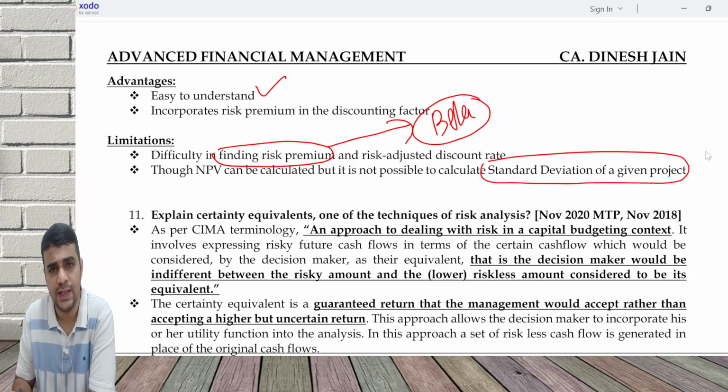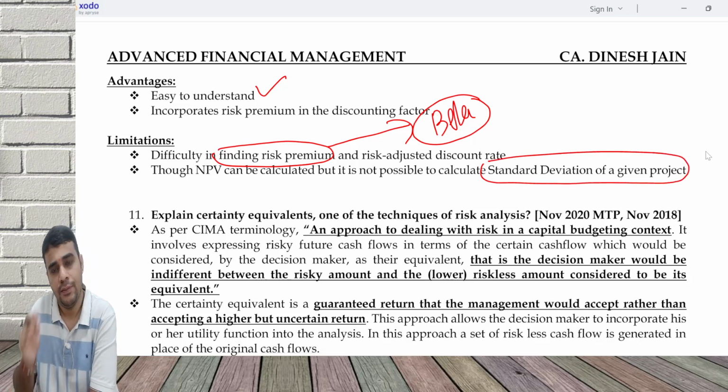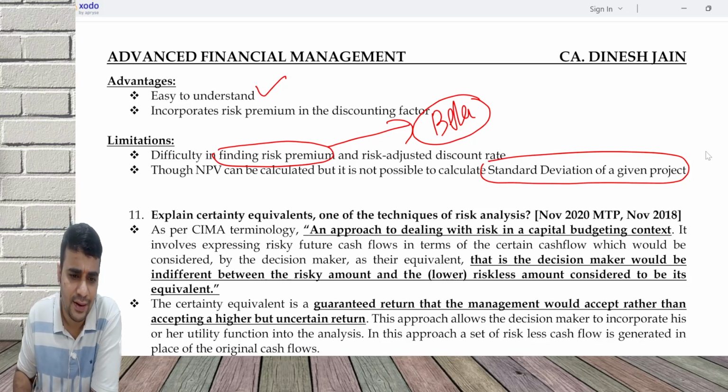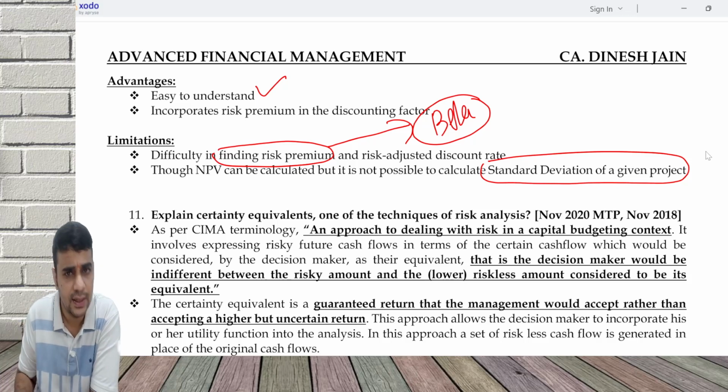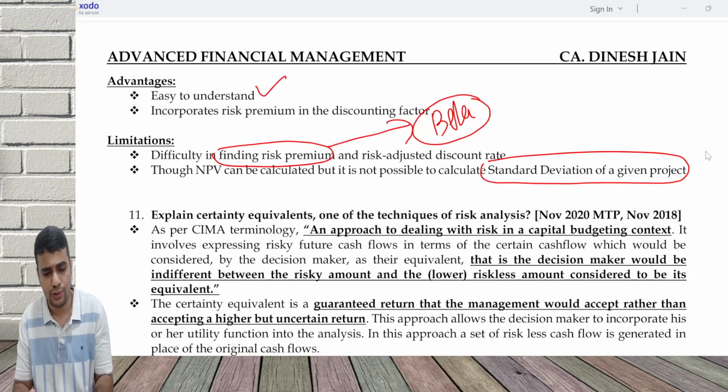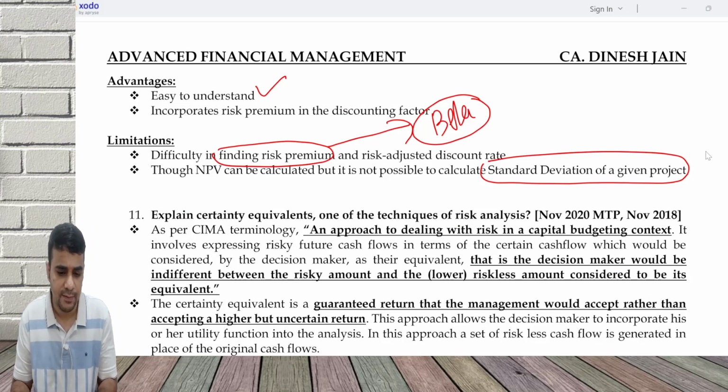But again, I don't see this to be a main limitation because standard deviation is one way of factoring the risk in a project, and this is another way of factoring the risk in a project. So why do I need two techniques to factor the risk in a project? Let me go through the RADR technique, which can obviously factor the risk in my project.